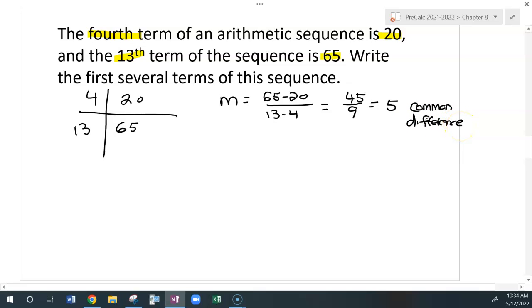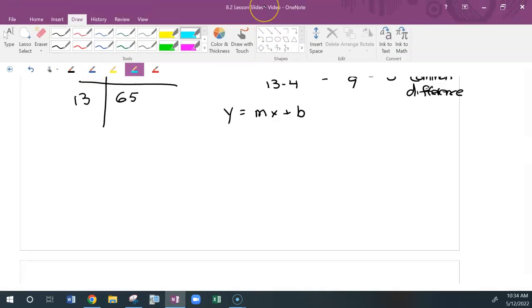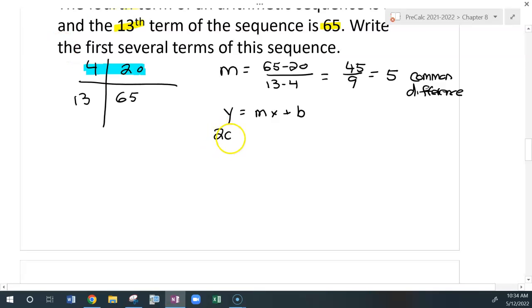Okay, the next thing I'm going to do is figure out the equation of the line using the slope. What we can do is say y equals mx plus b. I have an m, I have a 5 that I can plug in. I'm going to use one of my points. I'm just grabbing that one because it's first. I'm going to put the 20 in for y and the 4 in for x. So 20 equals 5 times 4 plus b.